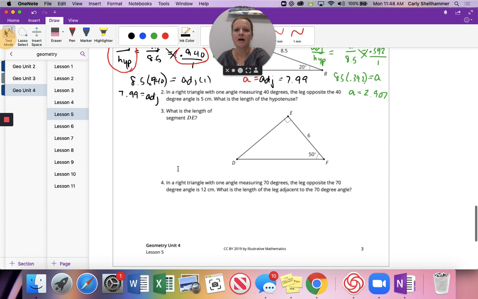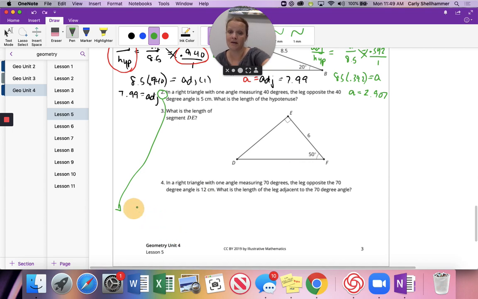Oh well. In a right triangle with one angle measuring 40 degrees, and the leg opposite the 40 degree is 5 centimeters. What is the length of the hypotenuse? Okay, so I'm going to draw number 2. Let's go ahead and we can draw a willy-nilly right triangle. Oops, that's a really bad willy-nilly right triangle.